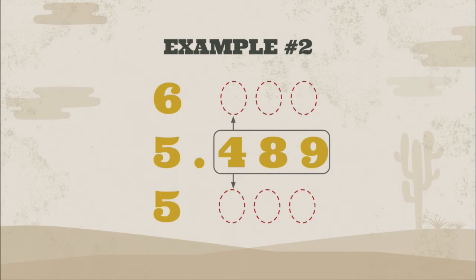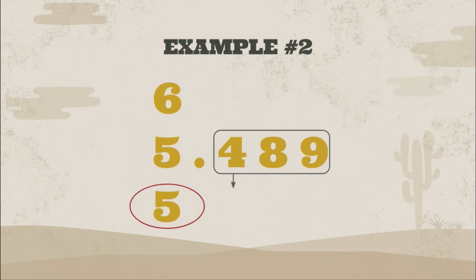489. So we're either going to round this number all the way up to 6,000, or we're going to round this number down to 5,000. So what's the halfway mark? Remember, the halfway mark has a 5. So 500 would be the halfway mark. Yeah, we're not there. Close, but we're not there. So we're under 500. Therefore, we will go down. So this entire number will round down to 5.